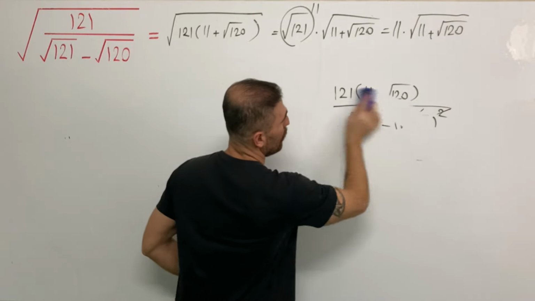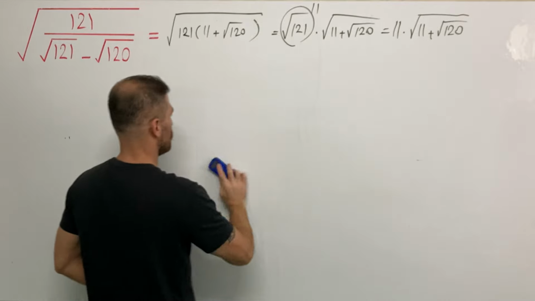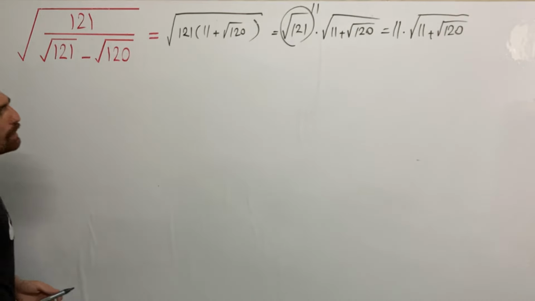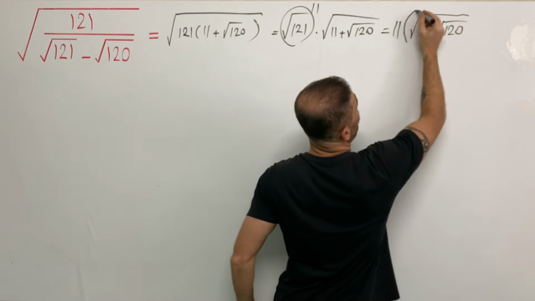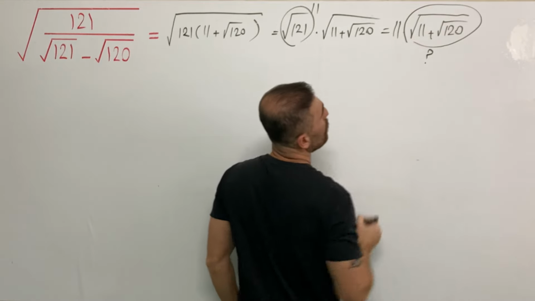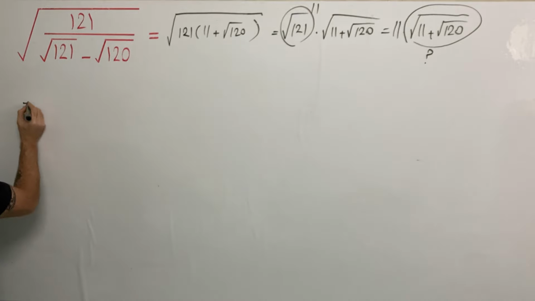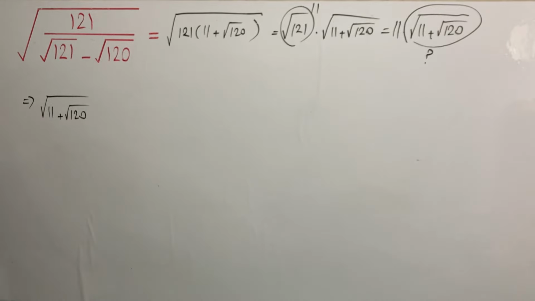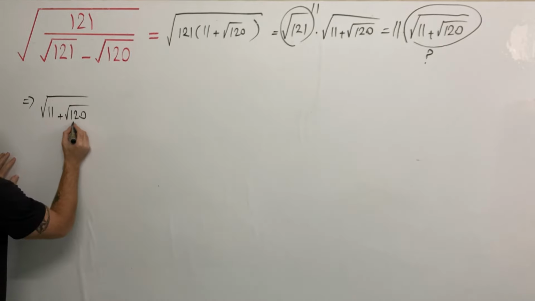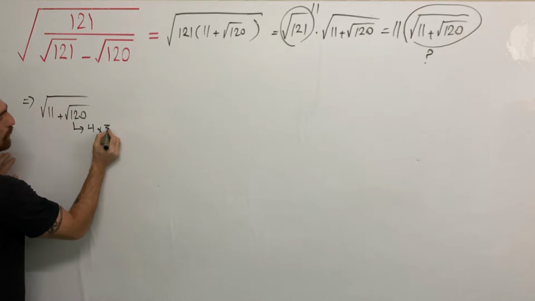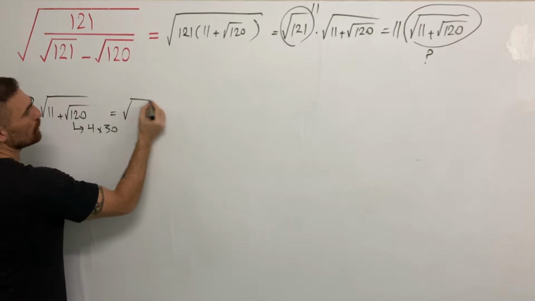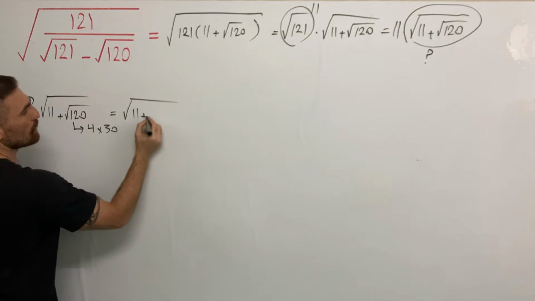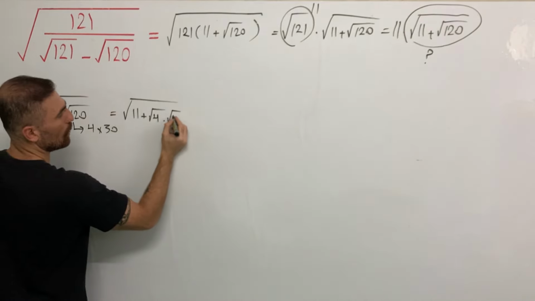Okay. I'm sure many of you can guess the continuity of the solution. So let me rewrite it. We are going to find out the value of the square root of 11 plus the square root of 120. To continue the solution, I'm going to work on this number 120. It can be written as the product of 4 and 30. So I write here, it is equal to the square root of 11 plus the square root of 4 times the square root of 30.